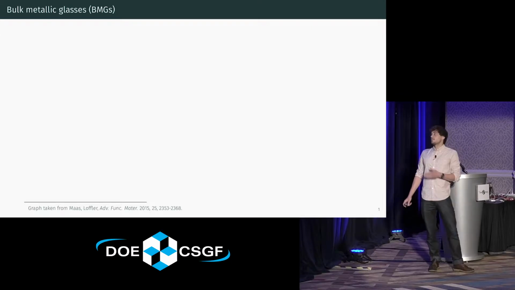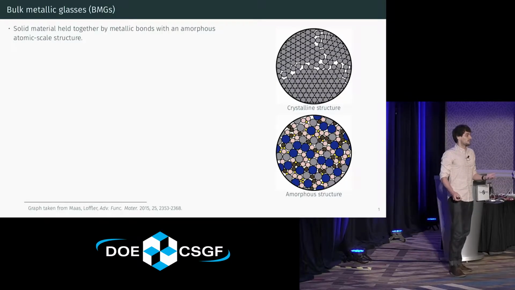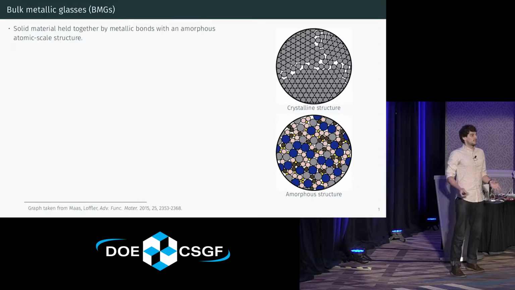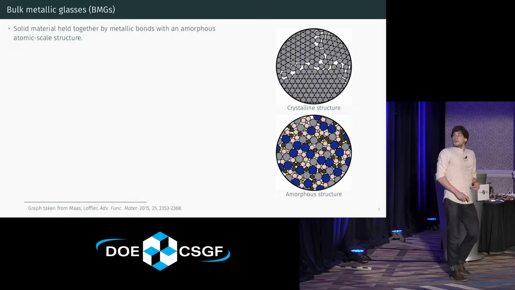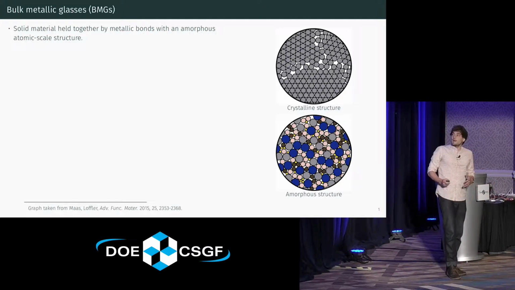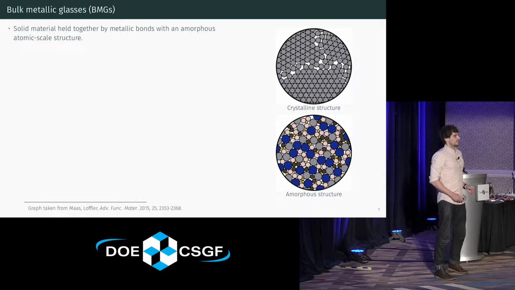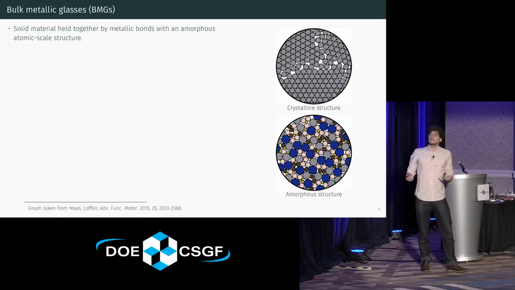On the right-hand side here, I've contrasted a typical crystalline structure for metals, where the atoms are arranged in a regular lattice, with an amorphous structure where we just have short range order and no long range order. In a metallic glass, these bonds are metallic, unlike traditional oxide glasses, which you see in glasses that you drink out of or windows. And the fact that they're metallic is very important.